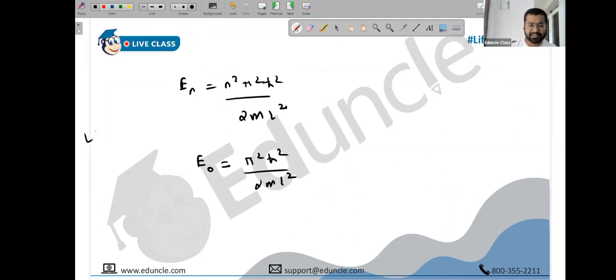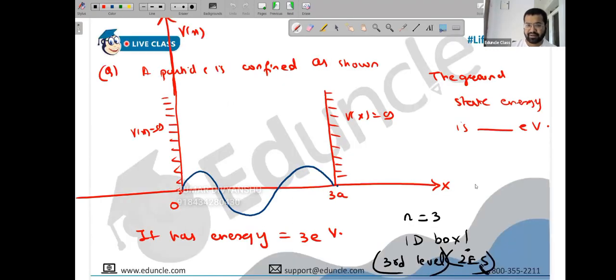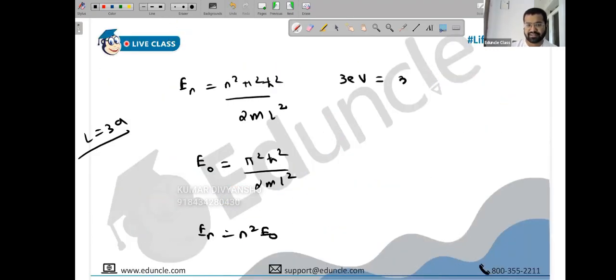You can write L is 3a separately. Just keep L is 3a. I don't think that's significant at all here. So En just becomes n square E naught, that you already know by the way. And here they have given us that it's 3 electron volts. So this is it: n square, which is 3 square E naught. So 3 square is 9 E naught. E naught is 3 by 9. Short, sweet, smart question. 3 by 9, 1 by 3 electron volt.